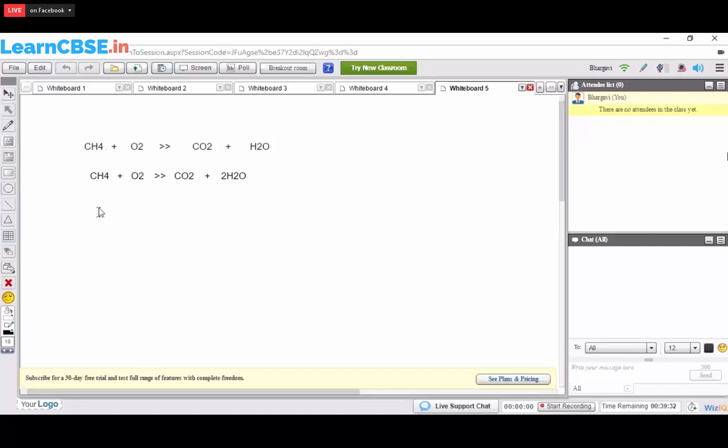So CH4 plus 2O2 gives CO2 plus 2H2O. So we have to check all the atoms. So 1 carbon and 1 carbon, and 4 hydrogen here, and here also it is 4 hydrogen, and 4 oxygen atoms here, 2 O2, and then here 2 oxygen plus 2 oxygen. So totally 4 oxygen. So now the equation is balanced.